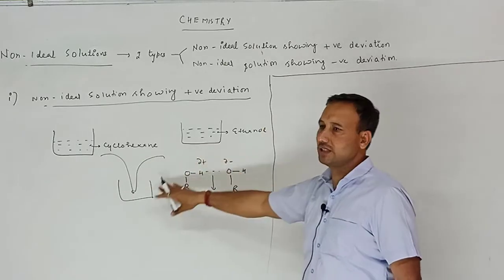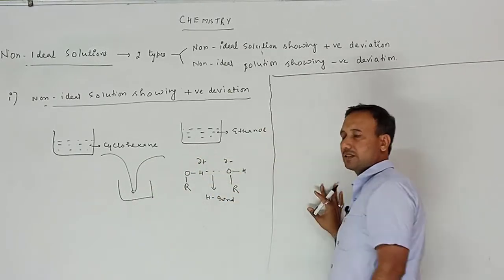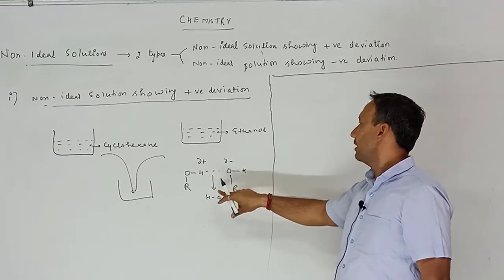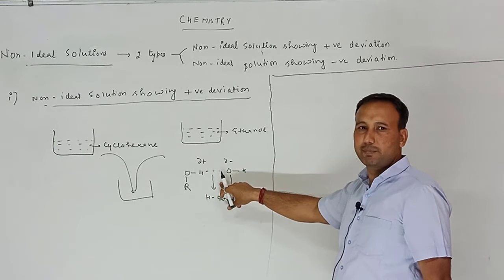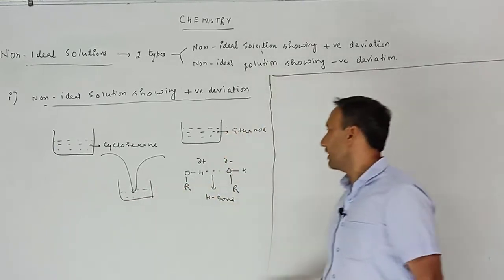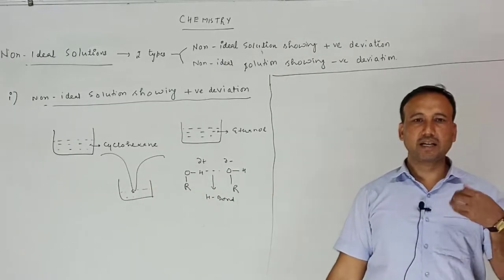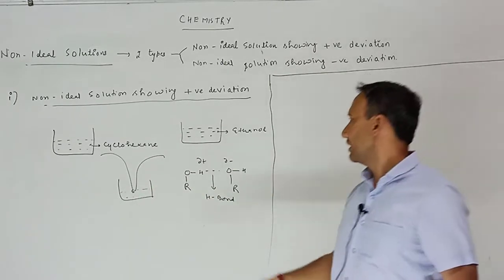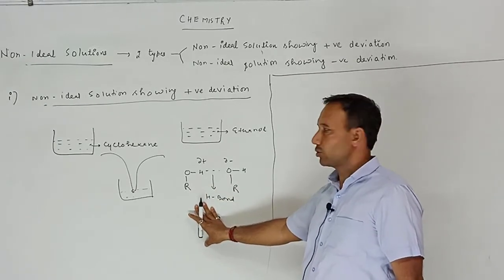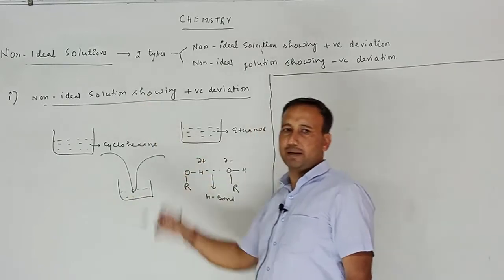cyclohexane is mixed with ethanol, then due to mixing of these two liquids, intermolecular H bonding between the ethanol molecules will break down, and the mixture formed of ethanol and cyclohexane will have weaker intermolecular force of attraction as compared to the force of attraction between the ethanol molecules. So the liquid mixture now can easily get vaporized.